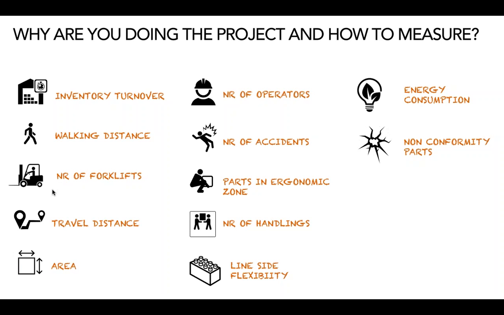But it could, for example, be that you want to increase the inventory turnover. Maybe you want to decrease the walking distance for the assemblers to prepare the material in a better way, for example. You want to reduce the number of forklifts, reduce the travel distance. Also, area is a big focus area in many plants, to try to produce more products on a less area. So it's like products per square meter. Then we have the number of operators. That is also, of course, something that enables you to make things more efficient if you can do more with fewer people. You can measure the number of accidents.